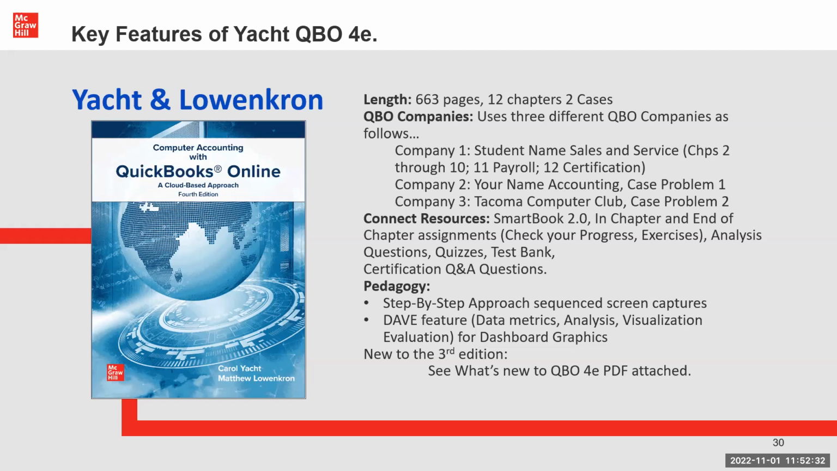Text resources here, we have SmartBook 2.0, the in-chapter assignments again, which uses the check your progress for checking the in-chapter progress, then exercises, analysis questions, quizzes, test bank, and then there's a certification Q&A set of questions in there for certification prep as well. Carol also aligns her book with the latest certification objectives as she works on each revision. Pedagogy here is a step-by-step approach with a sequence of screen captures, a lot of screen captures to keep students on pace, probably leading to a lot of the difference in page length.